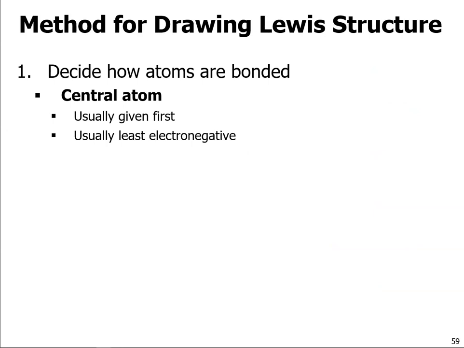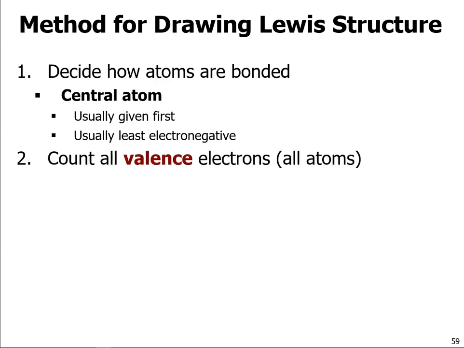So the method is to first decide how many atoms are bonded to that central atom, and the central atom usually is given first in that compound formula. So it's the least electronegative element that is typically shown first, and that also correlates with usually how many things need to bind to it.